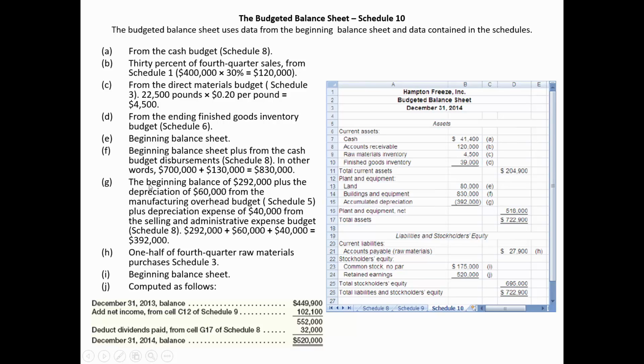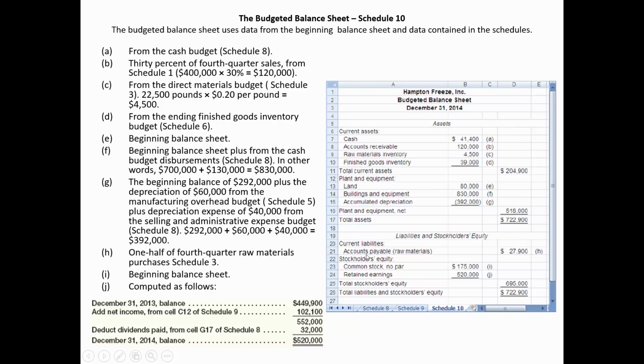Now, for accumulated depreciation, we had a beginning balance of 292,000 plus depreciation of 60,000 from the manufacturing overhead budget, Schedule 5. Plus we had depreciation expense of 40,000 from the selling and administrative expense budget from Schedule 8. So we're going to add 292,000 plus 60,000 plus 40,000. So our ending accumulated depreciation is going to be 392,000.